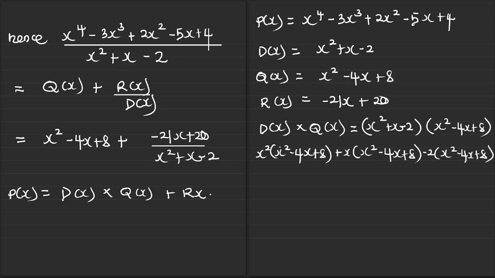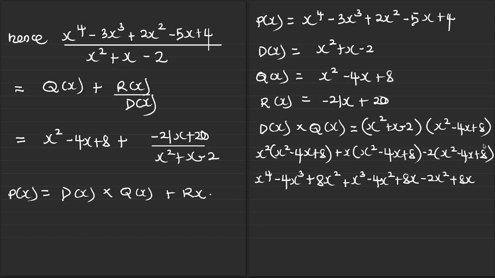So multiplying, we have x squared times x squared, which gives us x to the power 4. X squared times negative 4x, that gives us a negative 4x to the power 3. X squared times 8 gives us an 8x squared. X times x squared, we have x to the power 3. X times negative 4x, we have negative 4x squared. X times 8, we have an 8x. Negative 2 times x squared, we have negative 2x squared. Then negative 2 times negative 4x, we have a positive 8x.